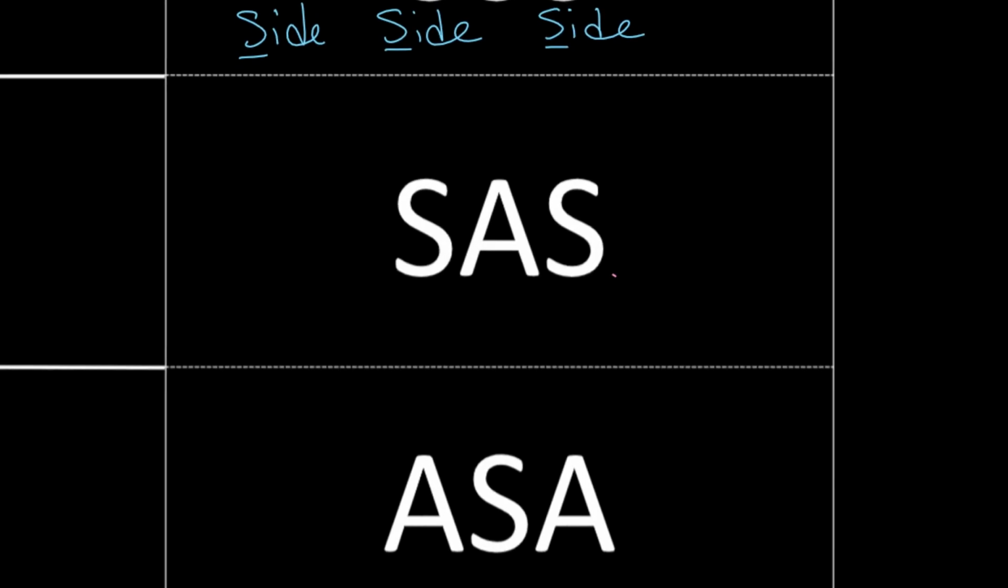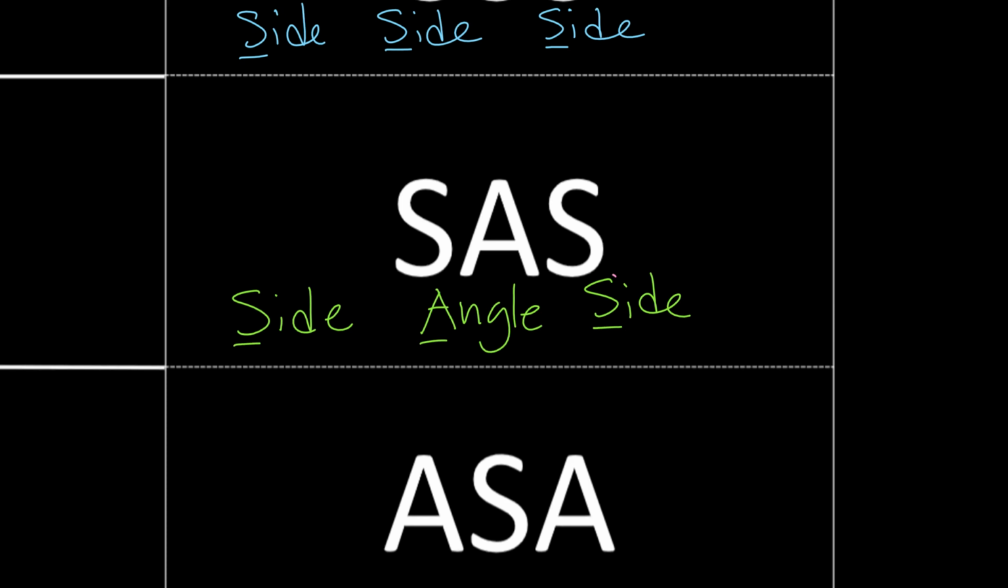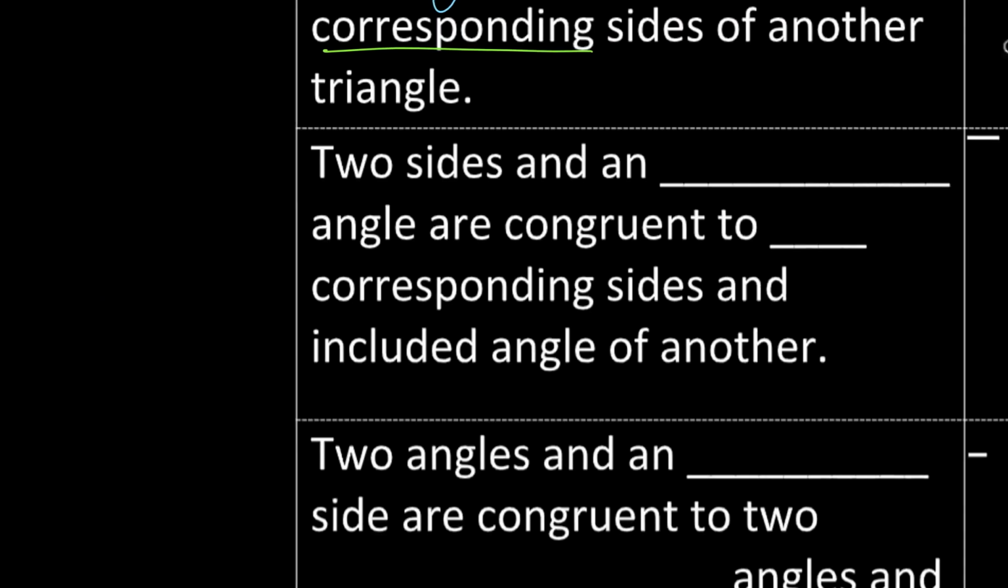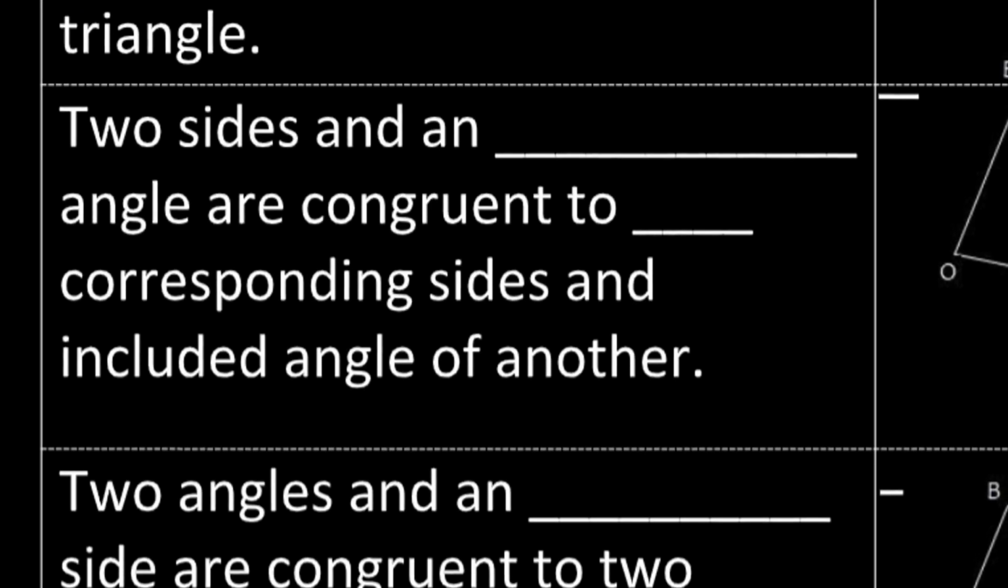We have SAS. What do you think this stands for? Side, angle, side. The side, angle, side postulate states that two sides and an included angle are congruent to two corresponding sides and included angle of another triangle.